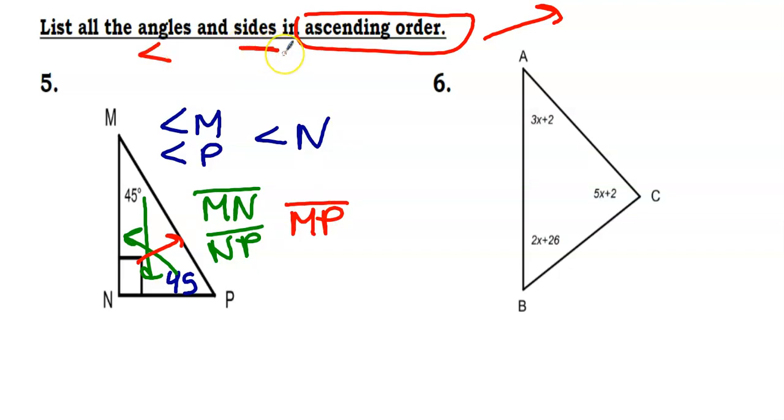Okay, remember angles, you want to put the little line in front. Sides, you want to put the line above it. So angles, you want to kind of put this inequality sign or the mouth of the angle. And then sides, again, you want to put something above the two letters. So then you know that it's a side.